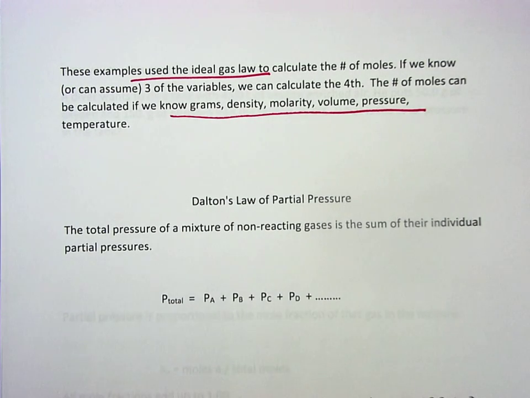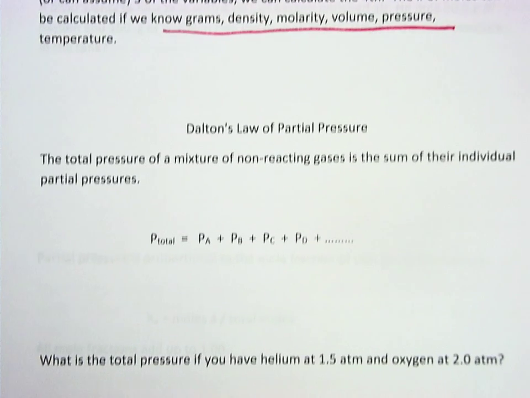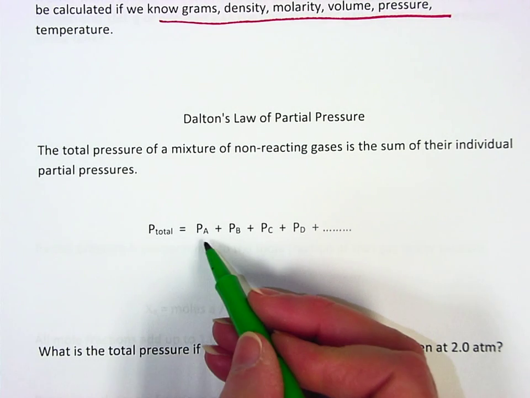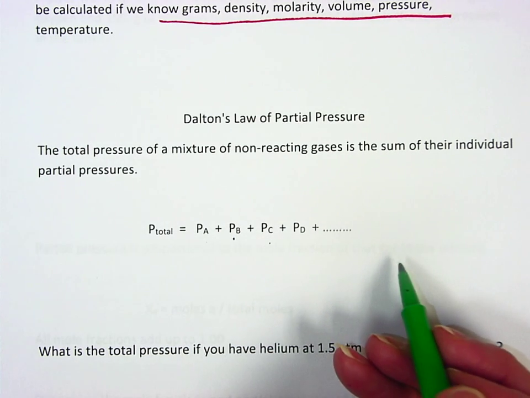This video begins on page 11-17 in your note packet, and it discusses Dalton's law of partial pressure. When we combine gases that don't react, Dalton's law of partial pressure tells us that the pressure of a mixture is going to be equal to the sum of the individual partial pressures. Now, this only works when they don't react and you just have these gases floating around in the same container. So the total pressure can be thought of as the pressure of gas A plus the pressure of gas B, C, and D, and so on.